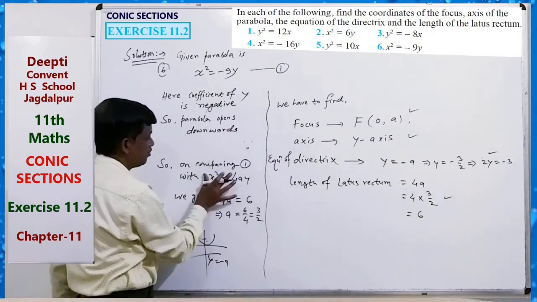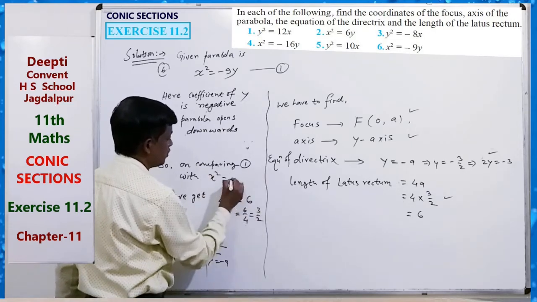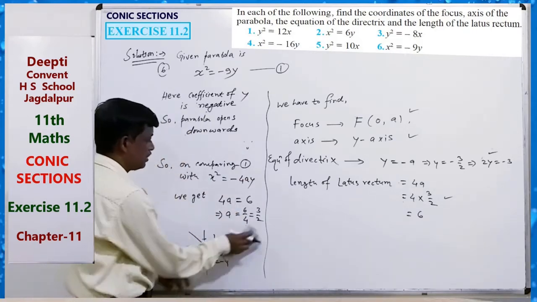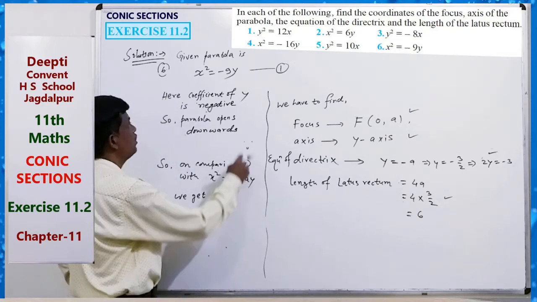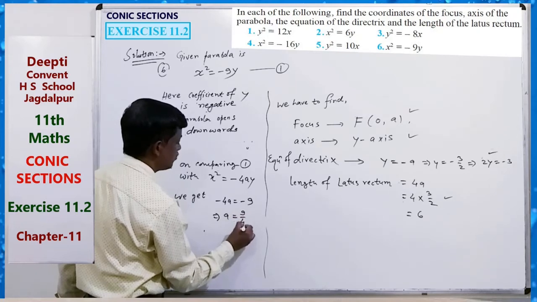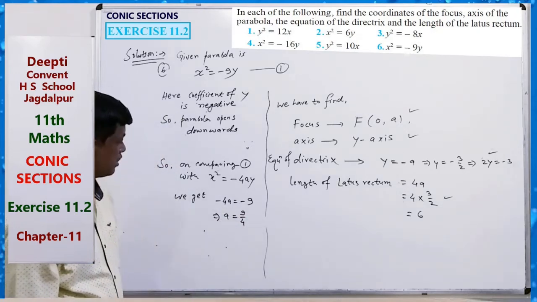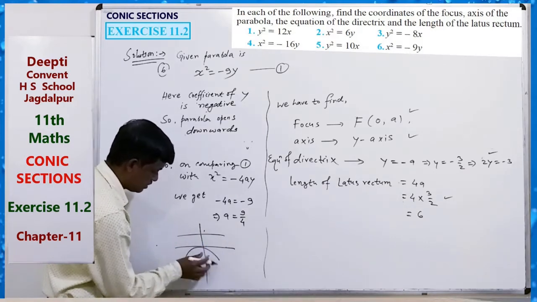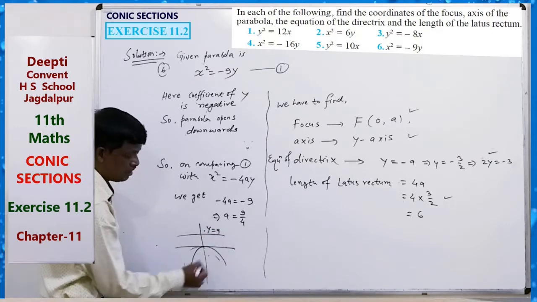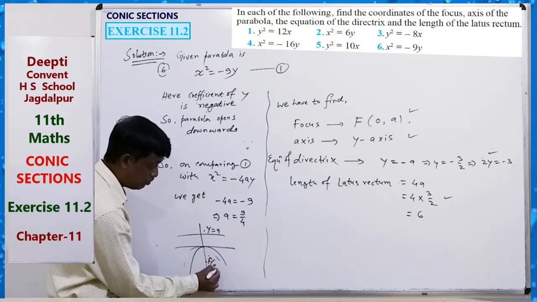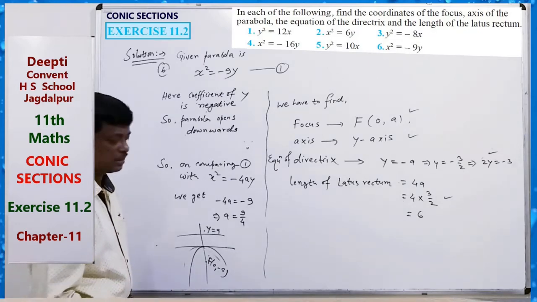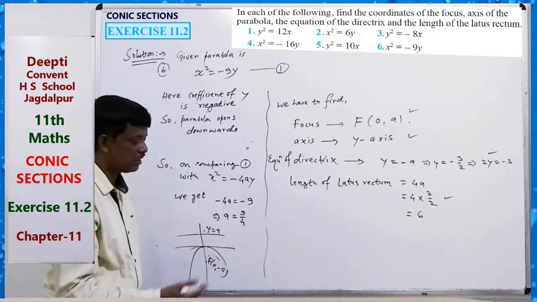Now on comparing with what? X square equals to minus 4ay in this format. So we can get what? Minus 4a equals to minus 9. So a equals to 9 by 4. Okay. Now here downwards means like this. So y equals to a will be the directrix, focus will be 0, minus a, and since x square is involved in the equation of the parabola, the parabola is symmetric about the y axis. Axis is the y axis.